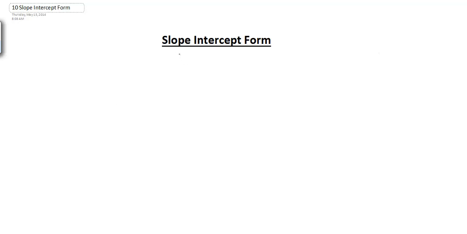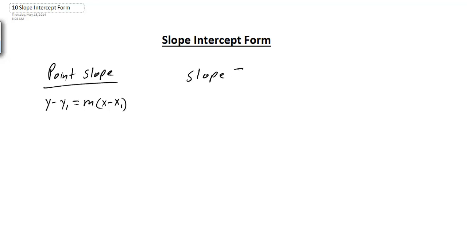In this video, I'm going to look at the slope-intercept form, and in doing so, I'm going to still look at the point-slope form that we talked about in the previous video. So let's recall that if we have point-slope, remember that's y minus y1 equals m times x minus x1. And for our slope-intercept form, that is y equals mx plus b.